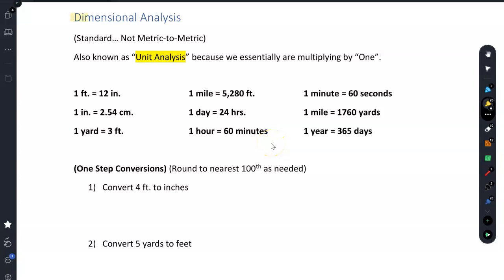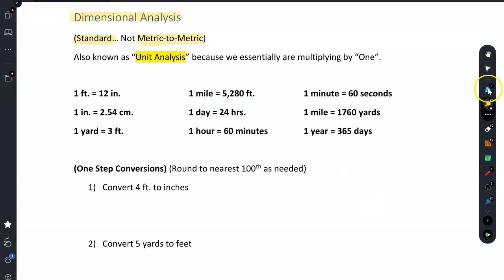In this assignment, we're going to look at dimensional analysis. Now, this is only with standard conversions. And when I say standard conversions, I mean when we're not going from a metric value to another metric value.